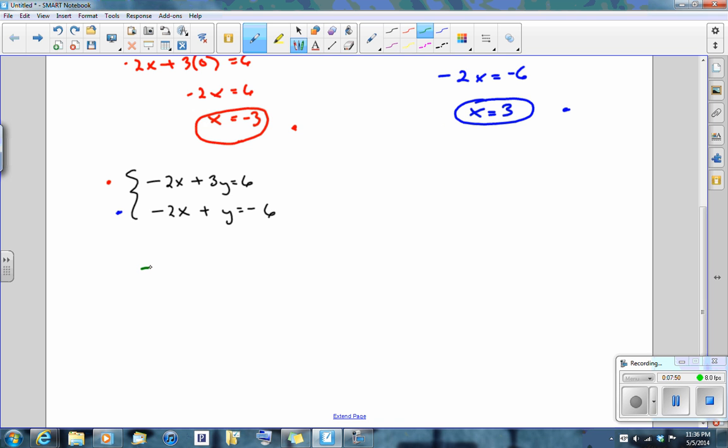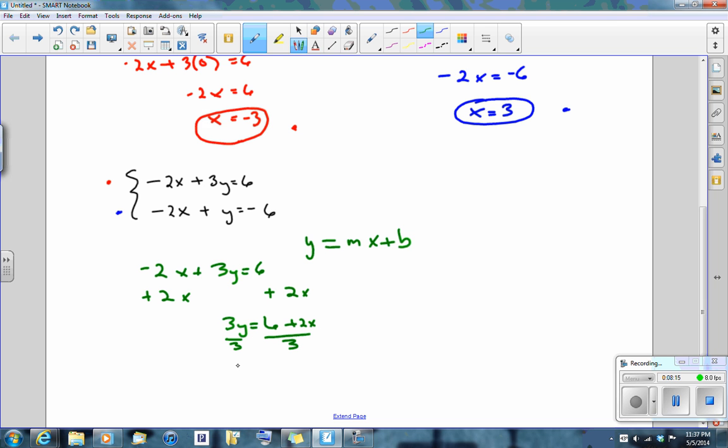All right, so we've got negative 2x plus 3y equals 6. We know that slope-intercept form is y equals mx plus b. So if you would rather work with that, what we're going to do is add 2x to both sides. Now we'll have 3y equals 6 plus 2x. Divide by 3. Everything gets divided by 3. So y equals 2 plus 2/3 x. Pretty much we're done. It's in slope-intercept form.